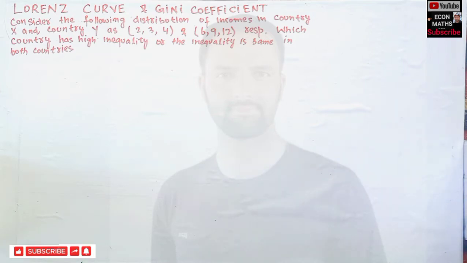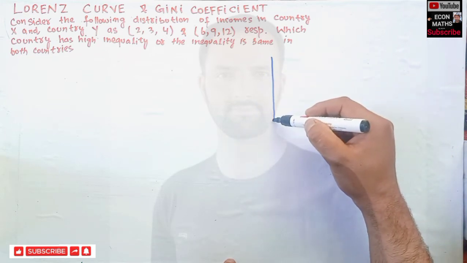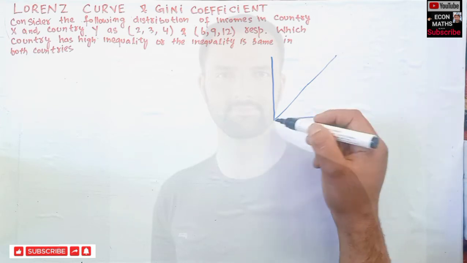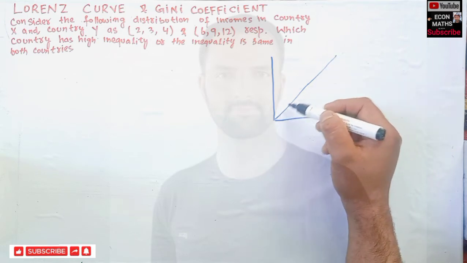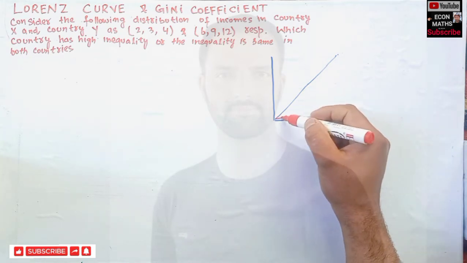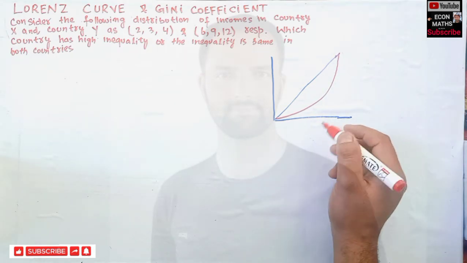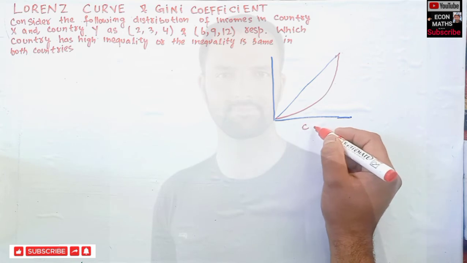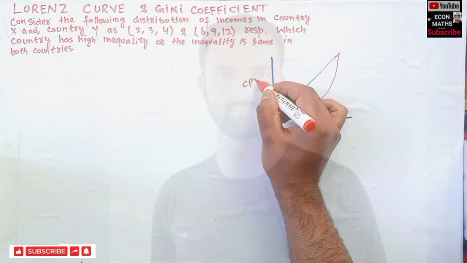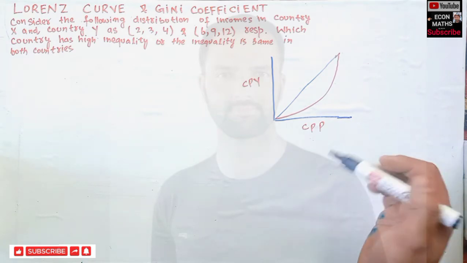It is actually like this. If I can graph it like this, this is the line of equidistribution of income. When there is no inequality, our Lorenz curve will look like this, and typically our Lorenz curve is like this very curve. On this axis we have the cumulative proportion of population, and here we have the cumulative proportion of income. And this straight line is actually the line of perfect equality.